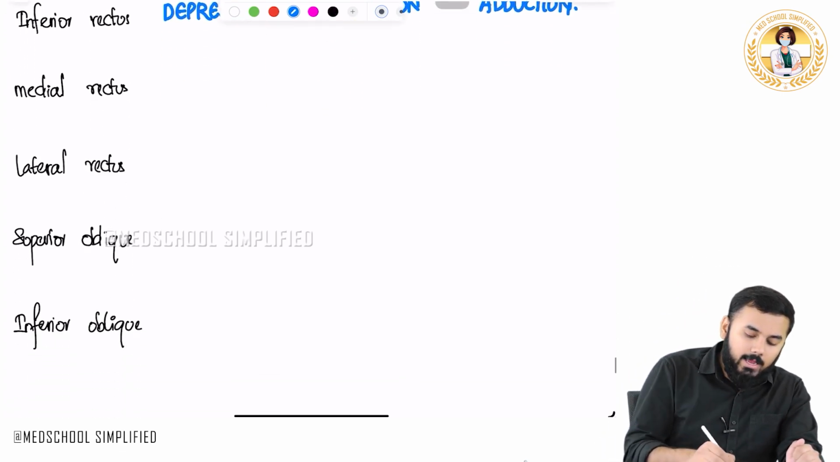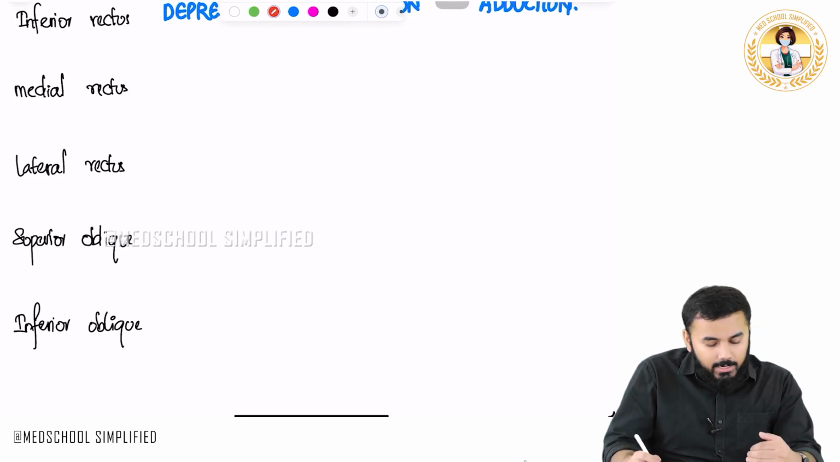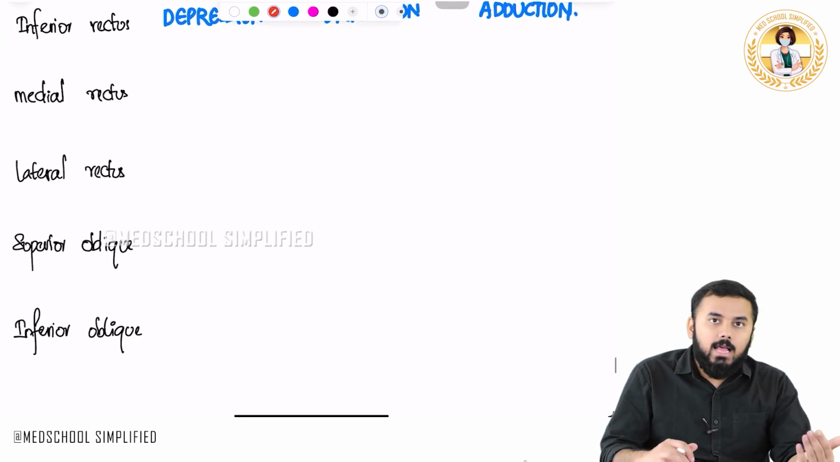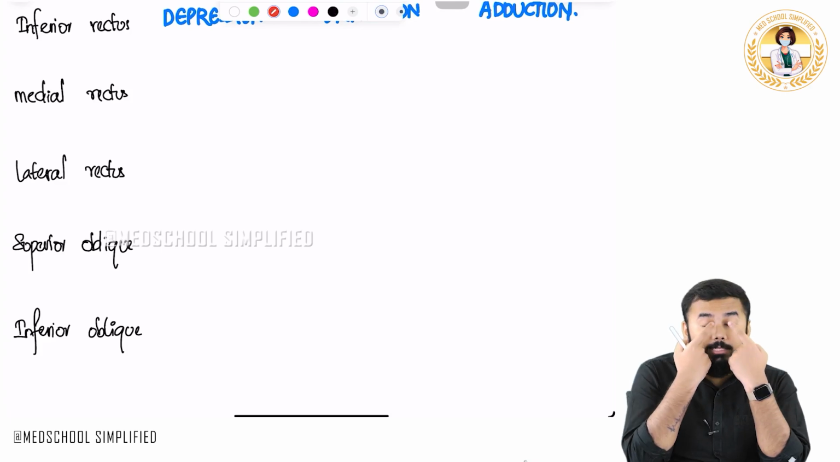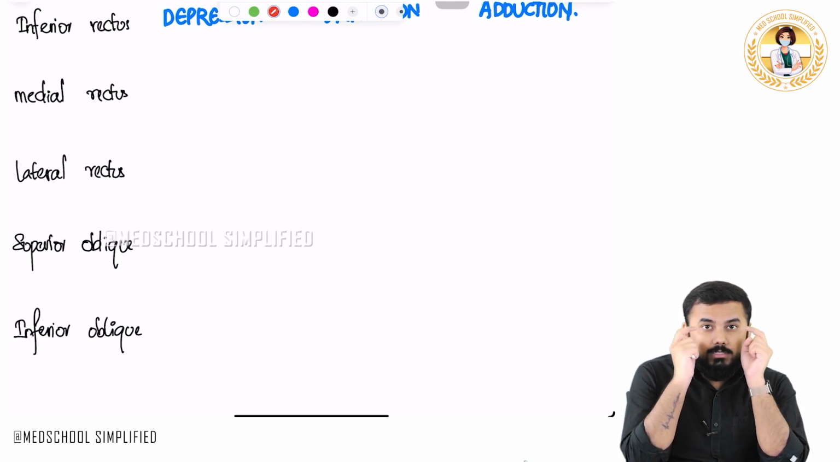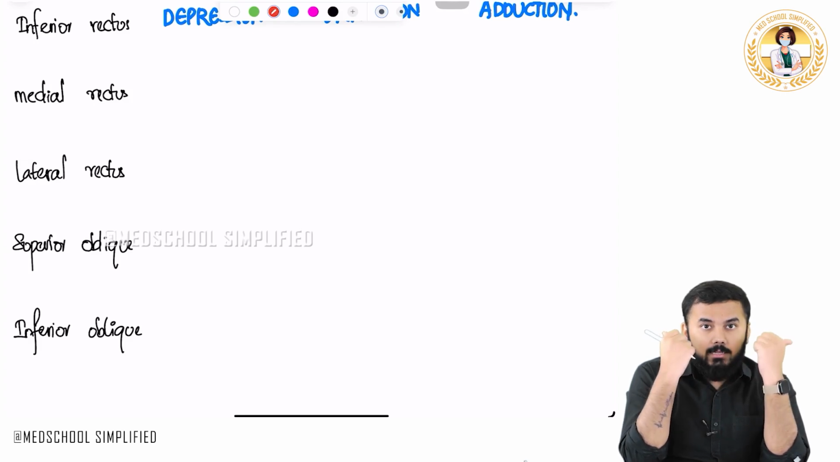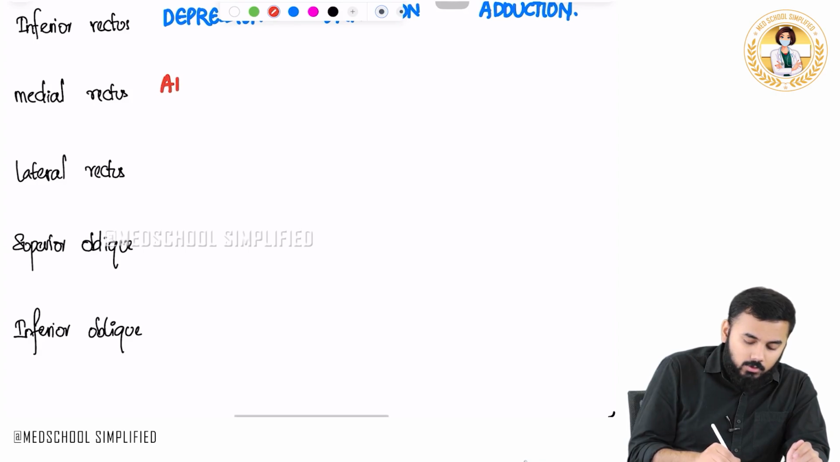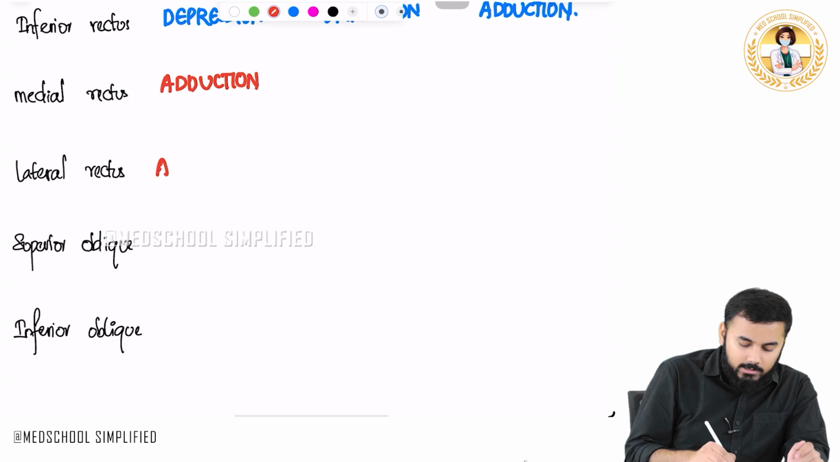When it comes to medial as well as lateral rectus, they don't have secondary actions, they only have one action, either adduction or abduction. So medial rectus, where it is present here, if medial rectus is contracted, then the eyeballs move towards each other. This is called abduction. If the lateral rectus is contracted, then the eyeball is moving laterally, this is called adduction. So two actions, one is called adduction, the next one is called abduction.